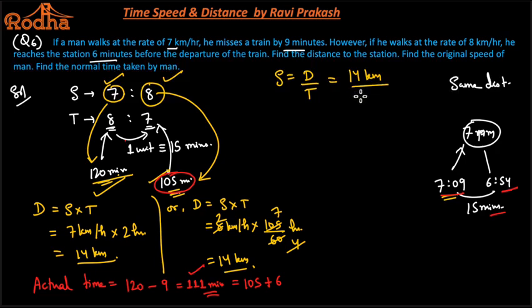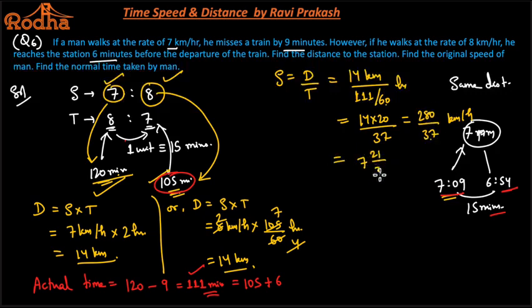So 14 kilometer divided by 111 minutes. Okay, so 111 minutes I can divide by 60 to get hours. So I can cancel it out here. I can cancel basically 14 into 60 by 111. So 14 into 20 by 37, you can cancel by 3. Now it will be 280 by 37 minutes. Sorry, not minutes actually, kilometer per hour. So speed is basically kilometer per hour. Okay, 37 7s are 259. So 721 by 37 kilometer per hour. This should be speed, right?